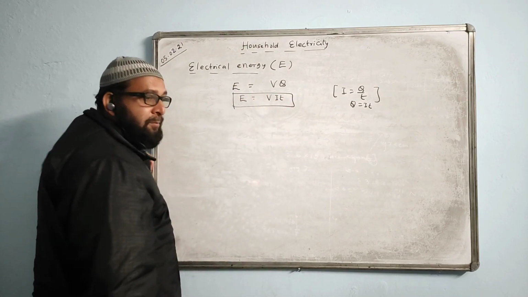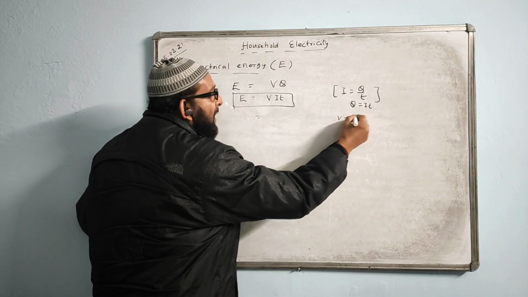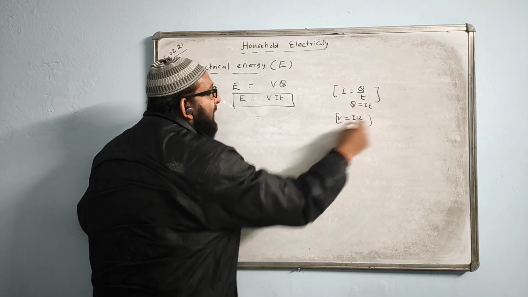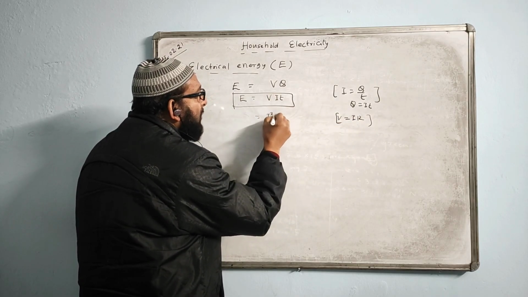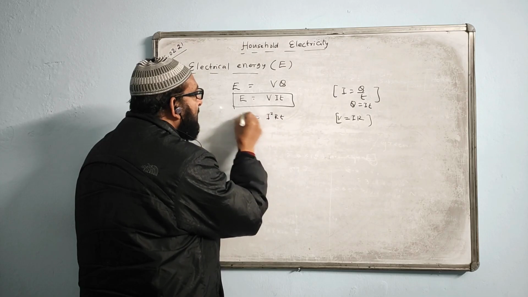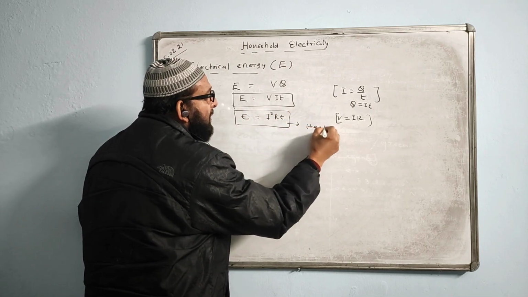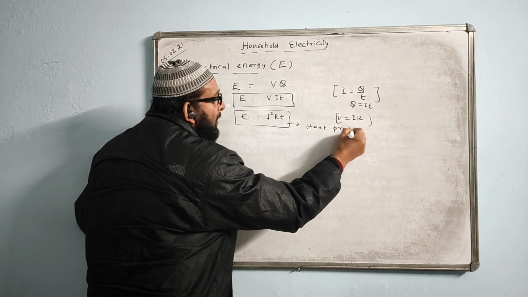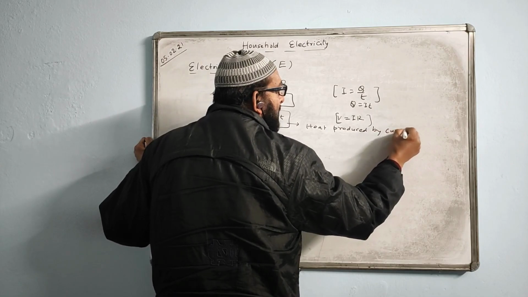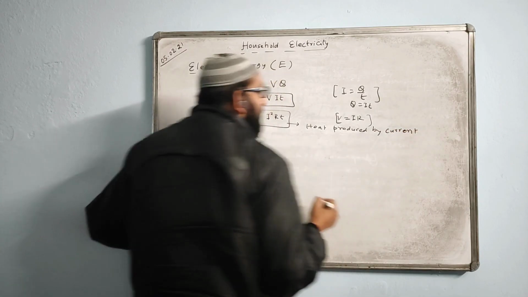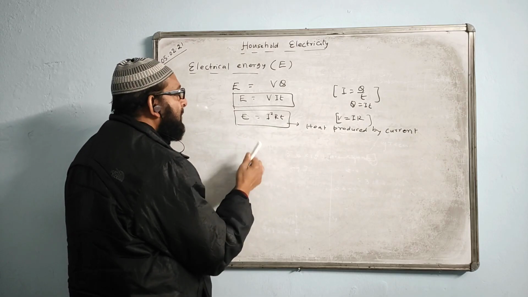T stands for time. This is the first formula. Then we know V is equal to IR from Ohm's law. If I put the value of IR over here and multiply, the answer will become I squared RT. This is another formula of electrical energy. This formula is used for finding the heat produced by current. I is current, R is resistance, T is time.